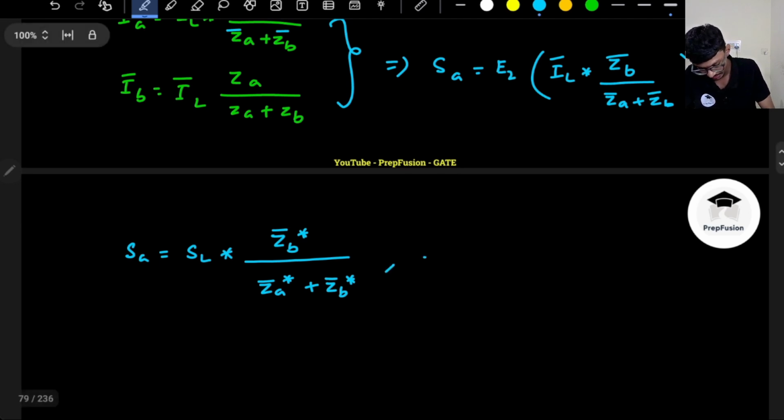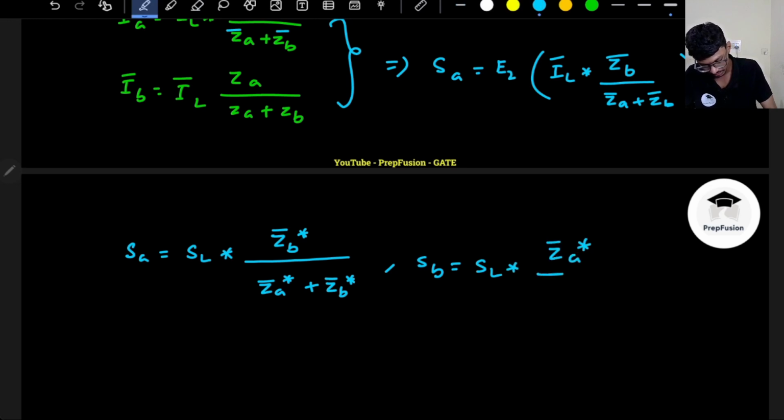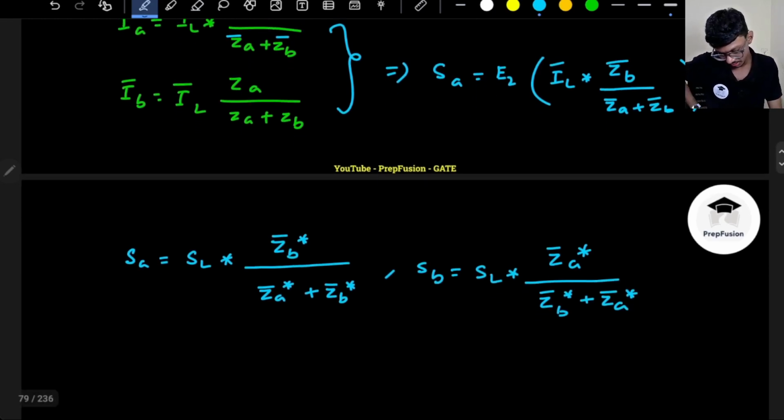Same way, SB will be SL into ZA conjugate divided by ZA conjugate plus ZB conjugate. Same thing only, nothing will change here.